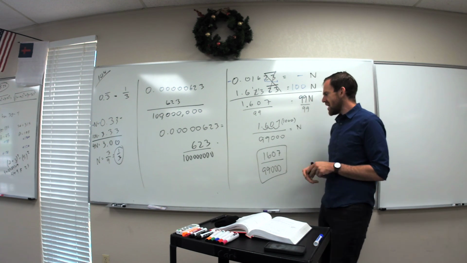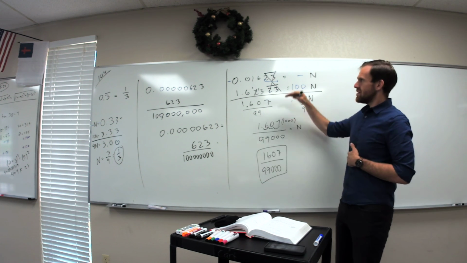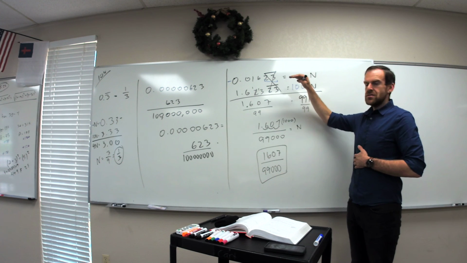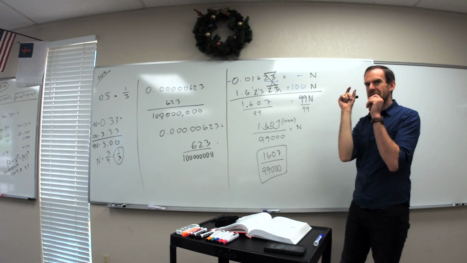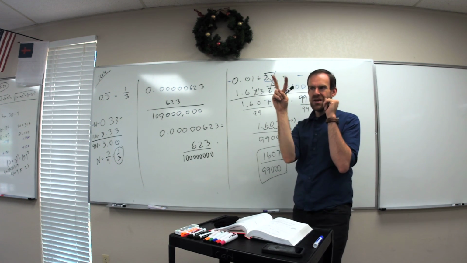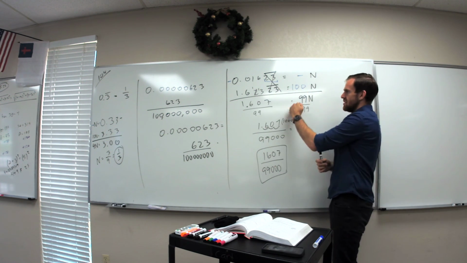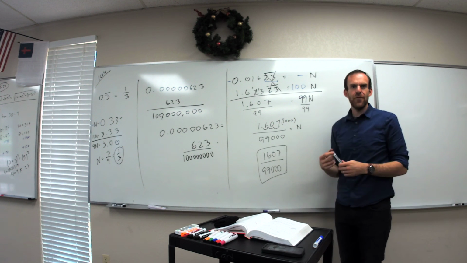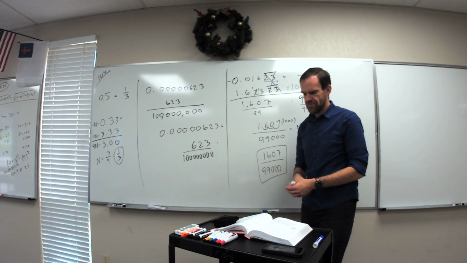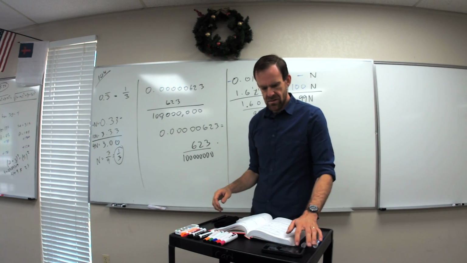So what are our steps? Write your number. Multiply by however many places are repeated. So 2 decimal places are repeated, multiply by 100, because there's 2 zeros. Subtract, and then make that a fraction. So get rid of your decimal. All right, that's it.